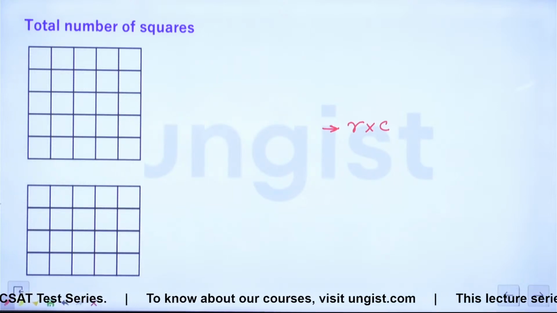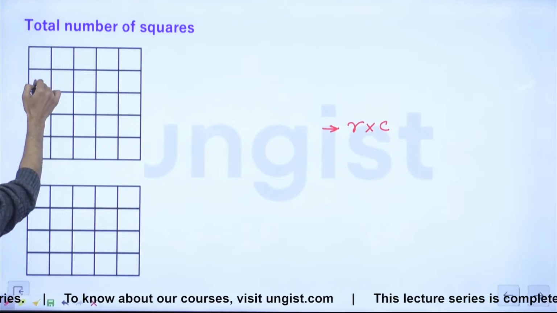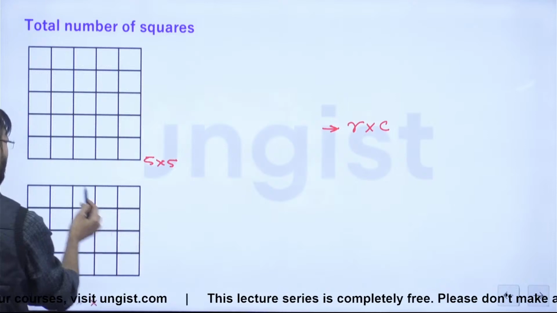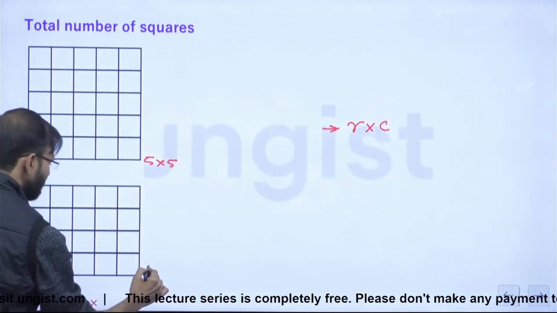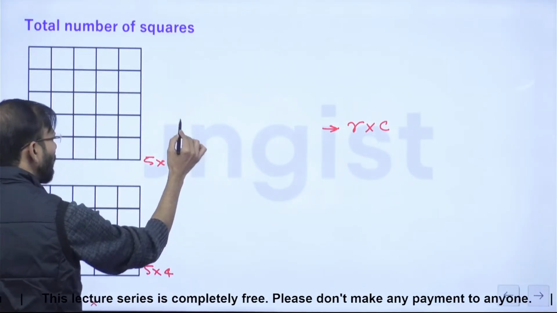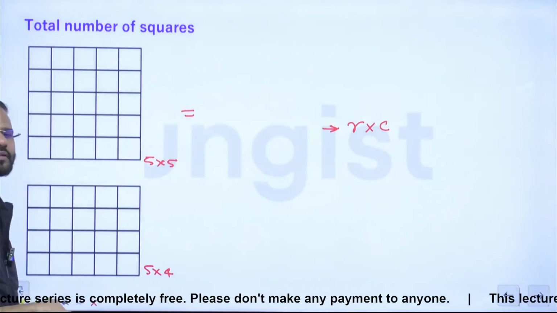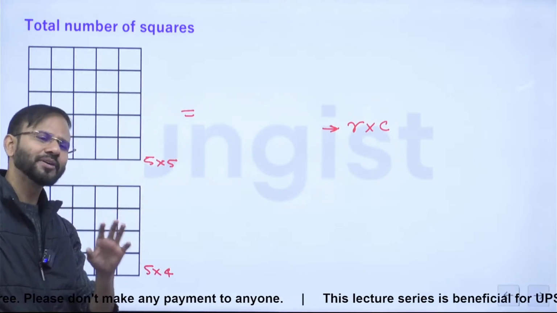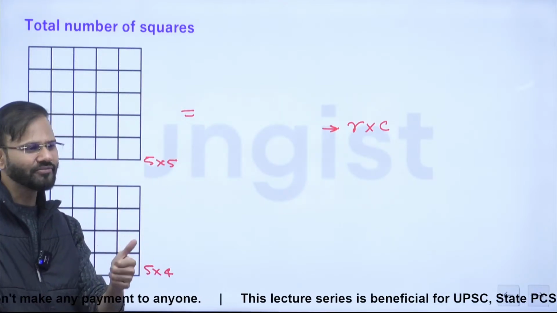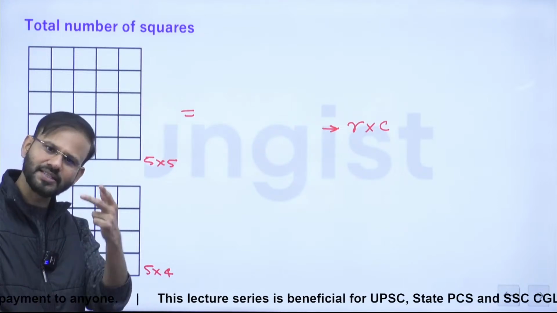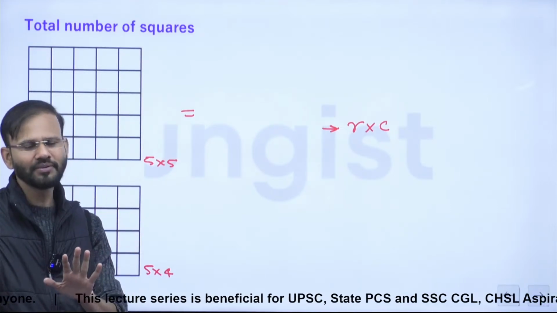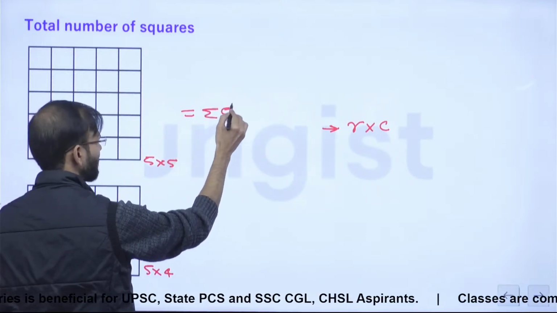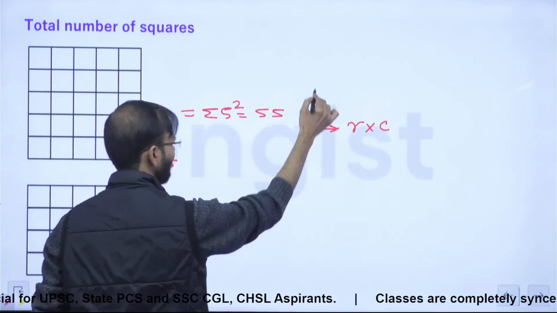First one is what? 5 by 5? Okay. See, 1, 2, 3, 4, 5. 1, 2, 3, 4, 5. So this is 5 by 5. And what about the second one? 5 by 4. So all of you, how many total squares are there in this grid? Just tell me the number. Sigma 5 square. Don't calculate. Sigma 5 square we have calculated already. This is 5 into 6 into 11 divided by 6. 6 cancel. This is 55. We have done it. So sigma 5 square is 55. We have already calculated actually.